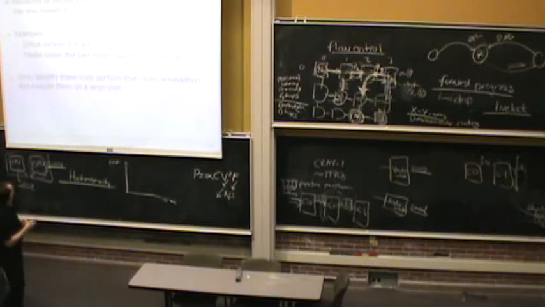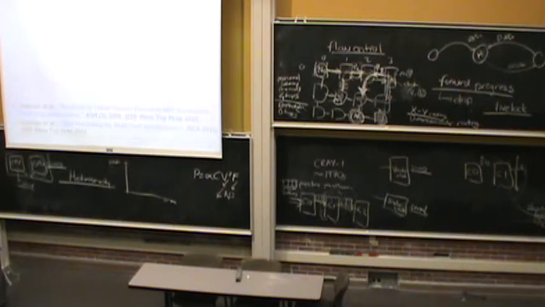So ideally, we would like to identify these code portions that cause serialization. Serialization is getting to the critical section, or one thread taking much longer than the other and being the bottleneck in this case, and execute them on a large core. So how do we do that? Let's take an example of accelerated critical sections. We've been looking at this for a while.